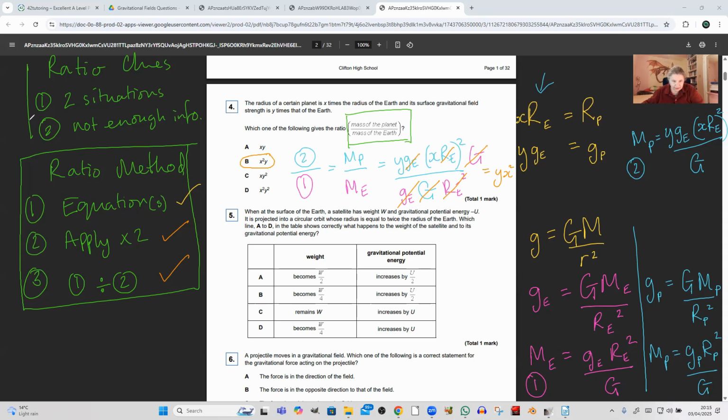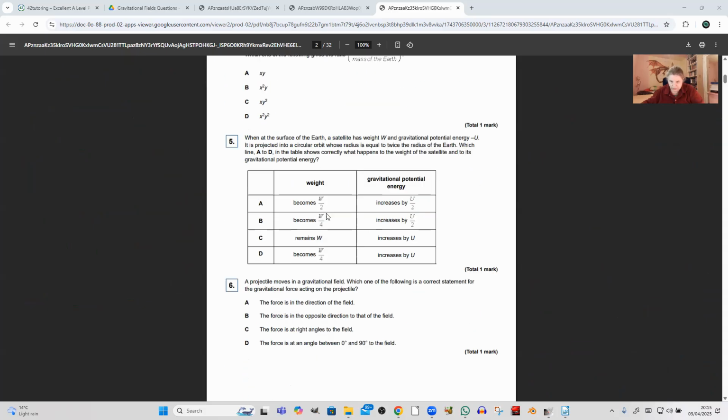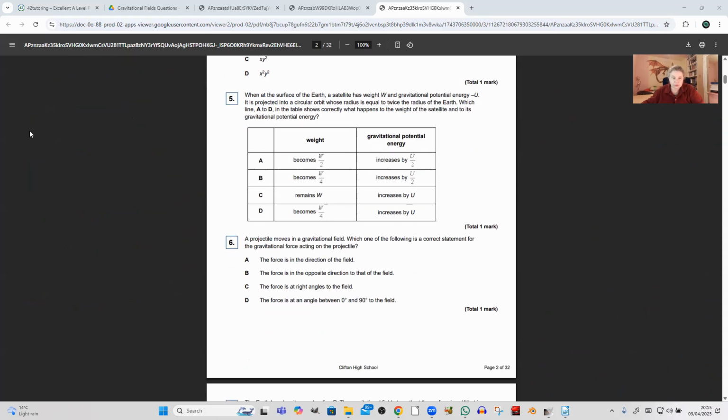Right, okay. I'm going to clear all my drawings. Right, we're going to do question 2. I'm just going to remind you of the rules for ratio questions. We are going to find the equation. We're going to apply it twice, and then we're going to divide one by the other. 3 rules, 1, 2, 3, okay? I'm trying to write it in as short a form as I can so that you can see how little you need to write down.